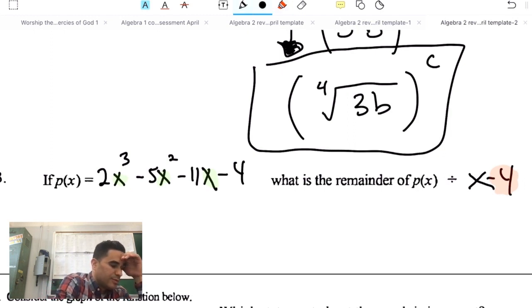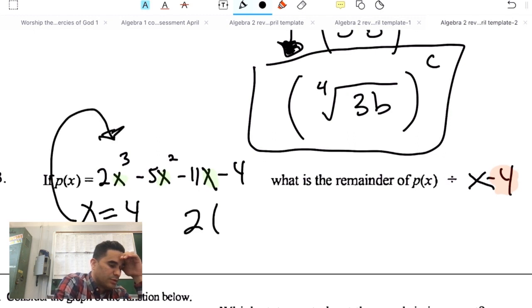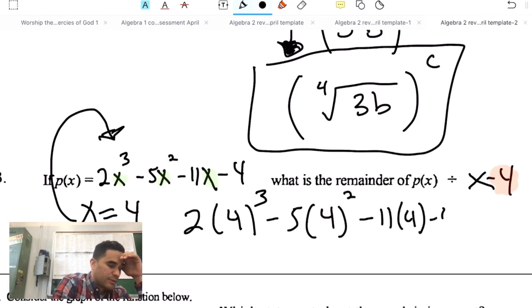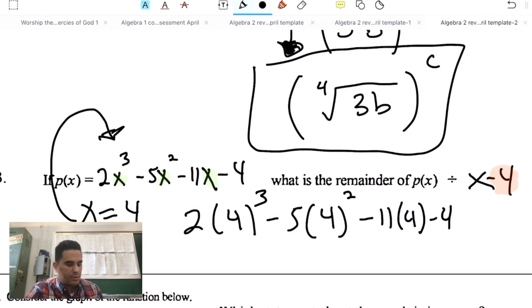We substitute x equals 4 into the polynomial, so we'll get 2 times 4 to the 3rd minus 5 times 4 squared minus 11 times 4 minus 4. If you do that and put that in the calculator, there you go. Put that in the calculator.